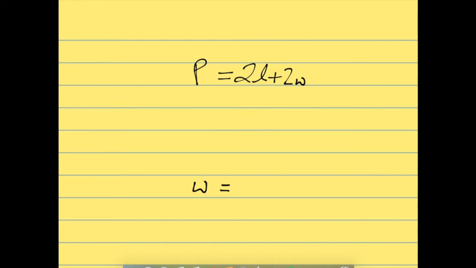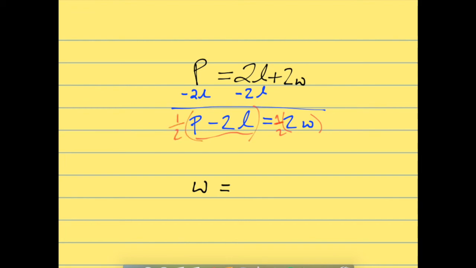Okay, so remember, if you're rewriting it for W, you want to treat everything else like it's a number. And if that's the case, then we need to get rid of that 2L first because that's being added to the 2W. That gives us P minus 2L equals 2W. Next step is to get rid of the 2. And since I've got two terms over on the left, I'm going to multiply by 1/2 instead of dividing by 2 to make it a little neater. That's going to give me 1/2 P minus 1L, because that 1/2 times -2 is -1. So there's my equation for width in terms of perimeter and length.